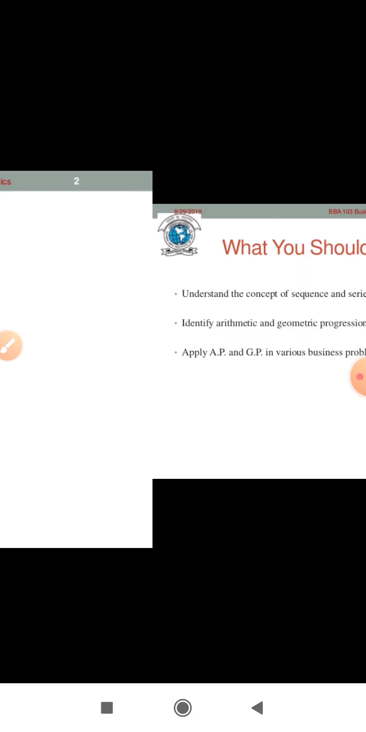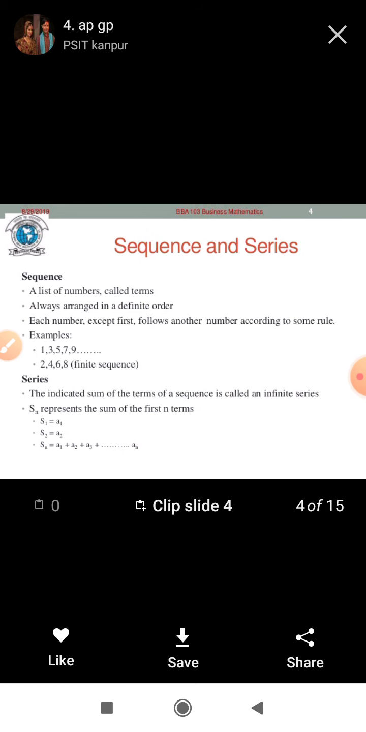first of all introduction, then sequence and series, arithmetic progression, how to find arithmetic mean, geometric progression, and how to find the geometric means. What you should learn: understand the concept of sequence and series, identify arithmetic and geometric progression, apply AP and GP in various business problems.